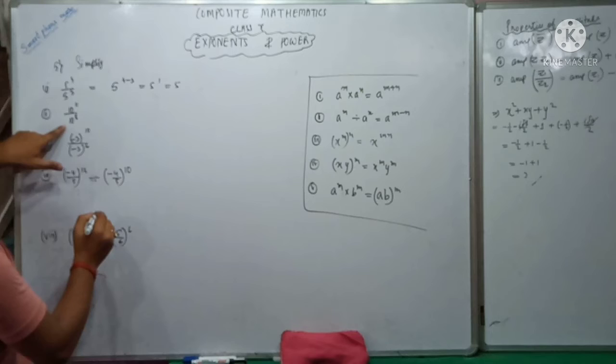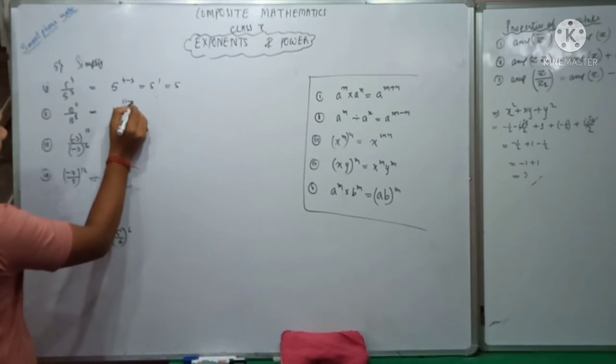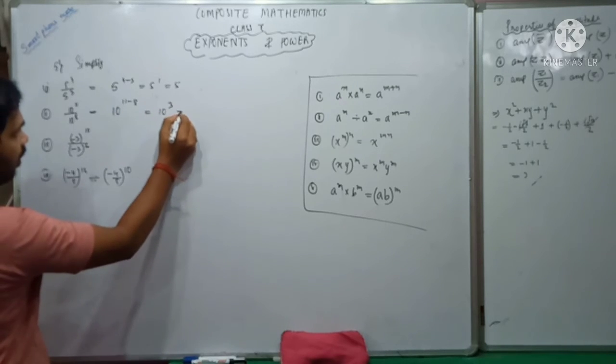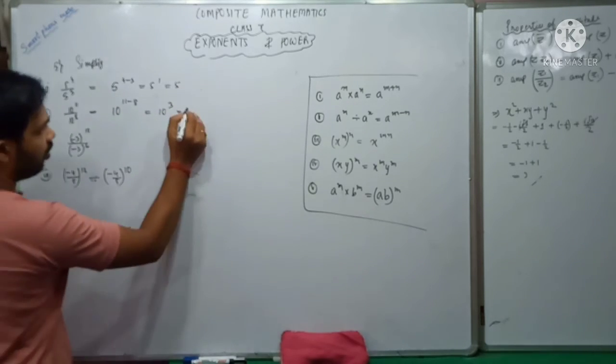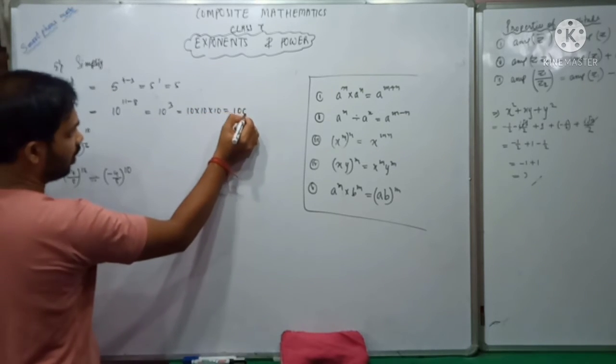Next you see, bases are same and divided, then the power will be subtracted. So it will be 10 power 11 minus 8, which is equal to 10 power 3. So 10 power 3 means 10 into 10 into 10, which is equal to 1000.